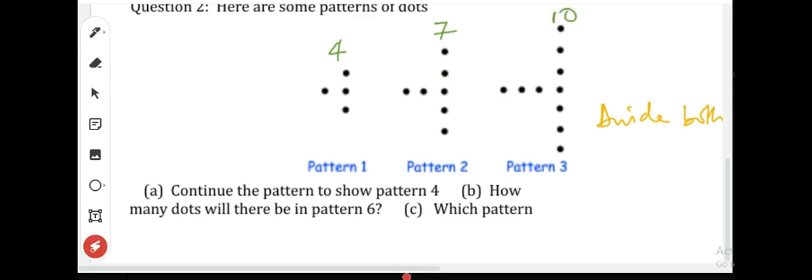So let's see the term to term rule. Plus 3, that's 4 plus 3 will give us 7. 7 plus 3 will give us 10. So the fourth pattern will be another plus 3, which will give us 13. This is the fourth one.